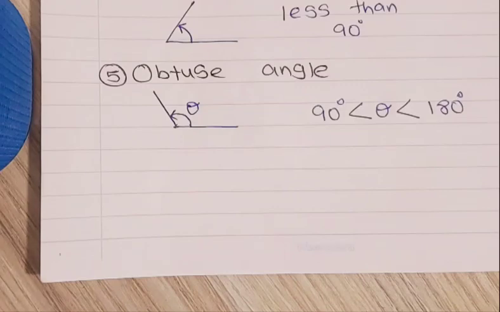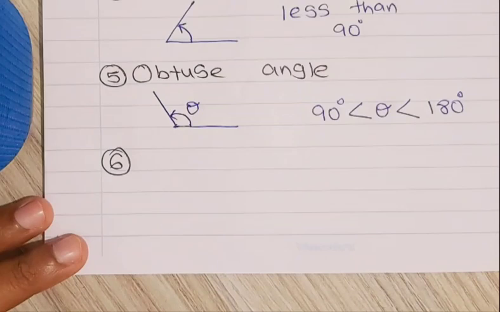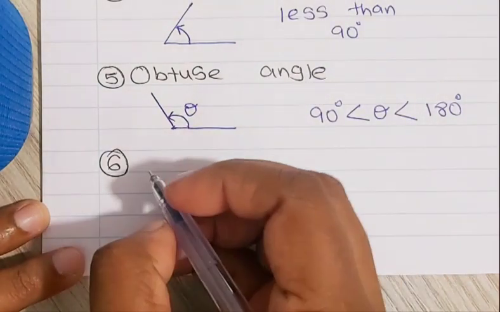And also we can go for the last type. The sixth type is the reflex angle. This reflex angle I can write down like here.